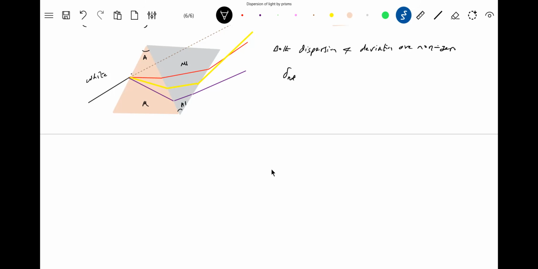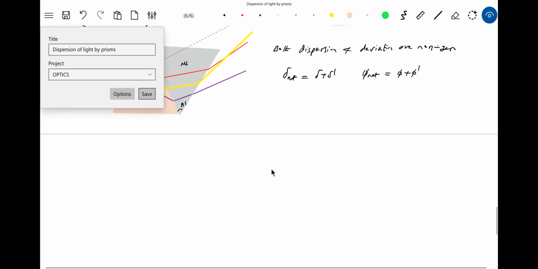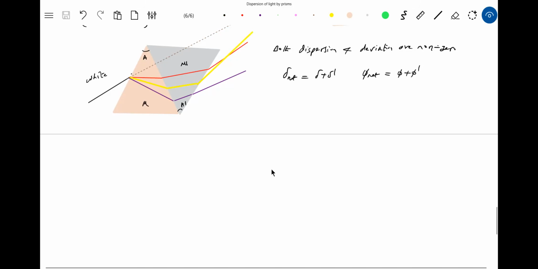So net will be delta plus delta dash. Both will be non-zero here. It can happen. Are you getting, no? So in the combination of prisms, deviation will be zero, dispersion will be zero, or both will be non-zero. It is widely used in plenty of applications.